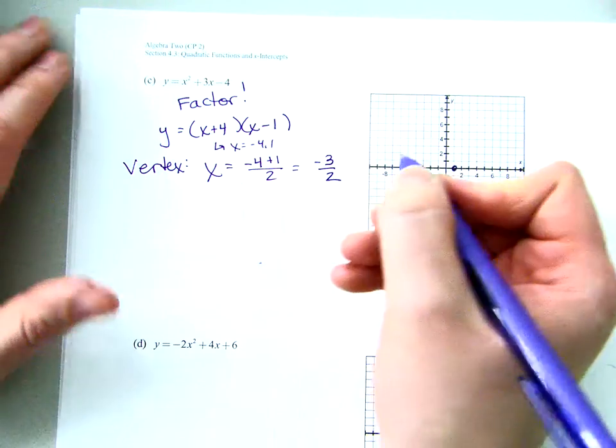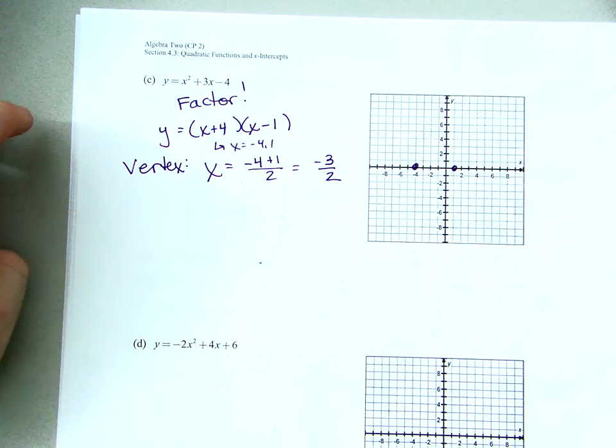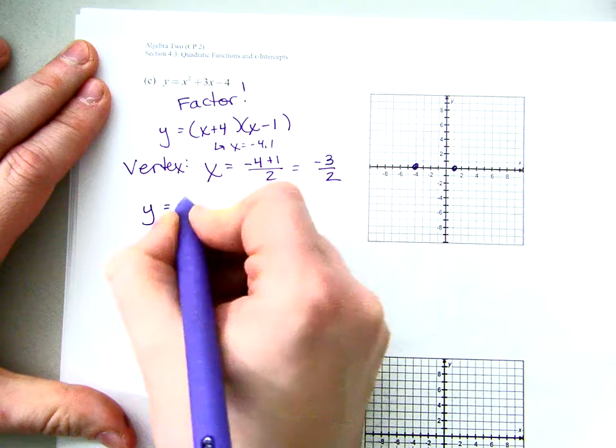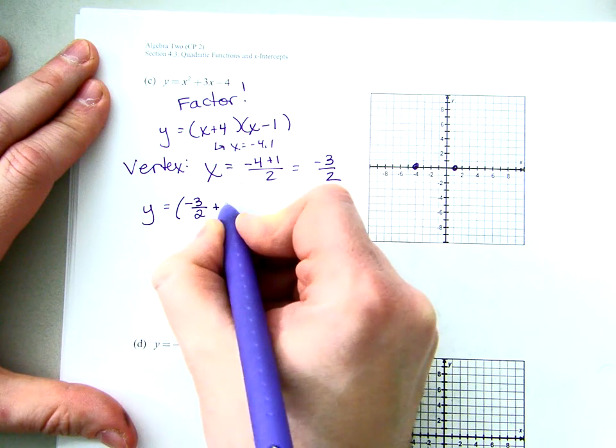I hope you're getting -3/2 for your x-coordinate of the vertex. Add -4 and 1, divide by 2. Again, with the y, plug into that factored version. It will be easier. You will have a smaller denominator to work with.